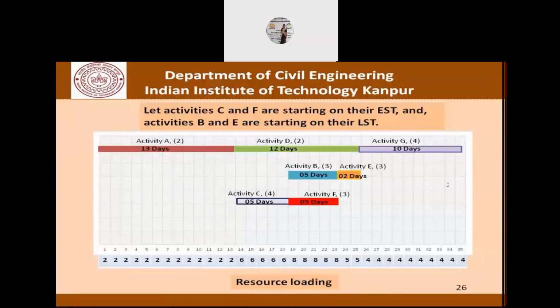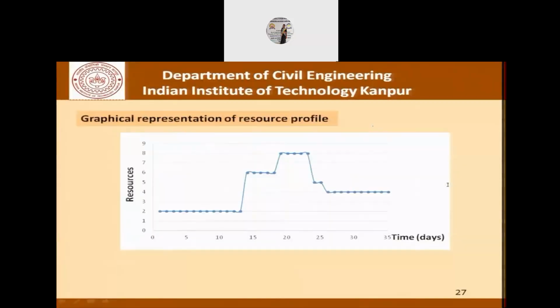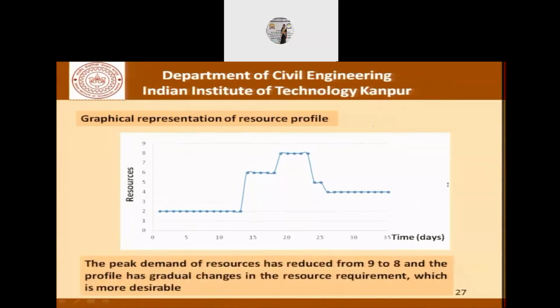And with this, if we do the resource aggregation, we find the numbers to be given as they are at the bottom. This is the graphical representation of the resource profile that we get when we have chosen to start one set at the earliest starting times and one set at their latest starting times. Now, before we compare these 3 resource curves, I must point out that here we find that the peak demand of resources has reduced from 9 to 8.